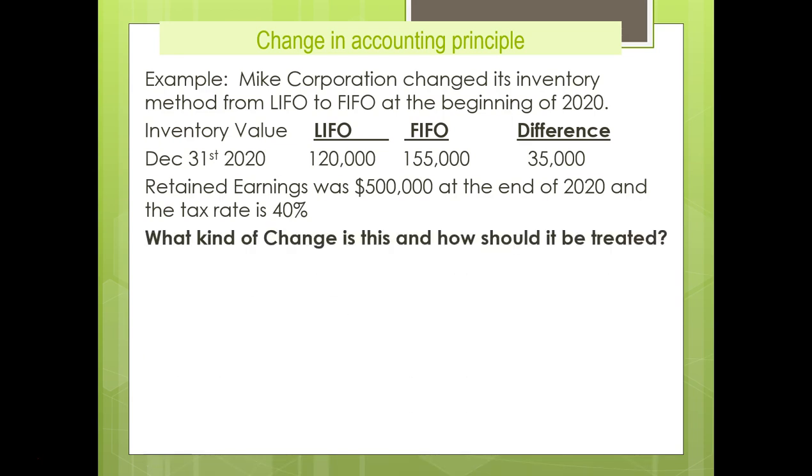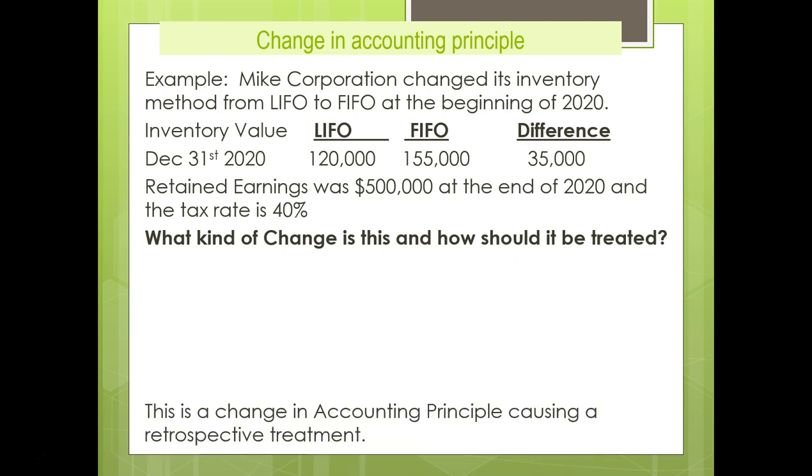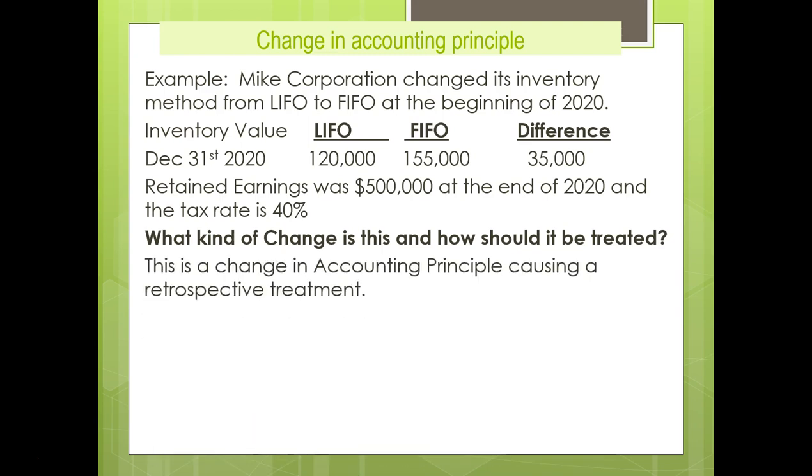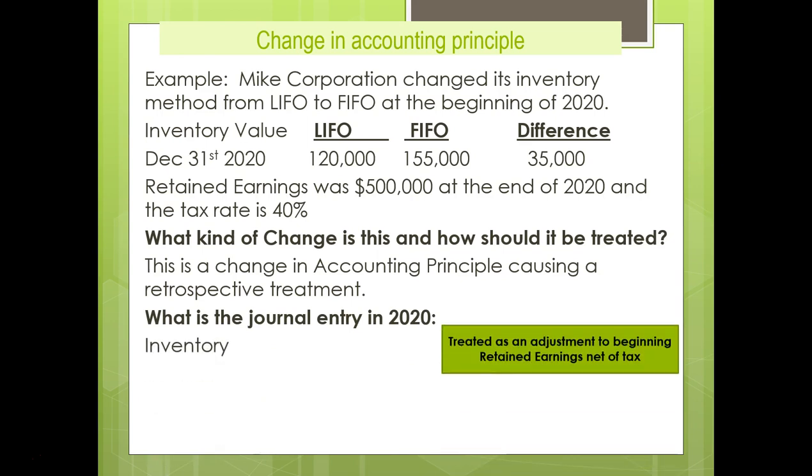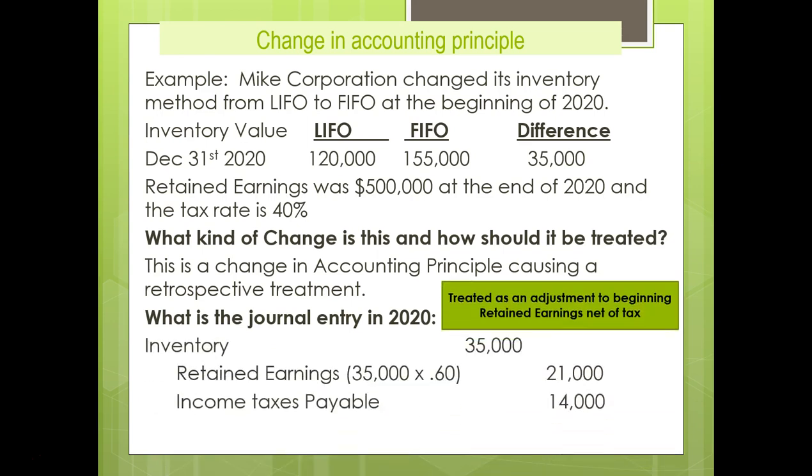First of all, what kind of change is this and how should it be treated? This is a change in accounting principle causing a retrospective treatment, and we have the information so we can do that. So the journal entry would be an adjustment to inventory, an adjustment to beginning retained earnings net of tax, and we would set up our income tax payable.